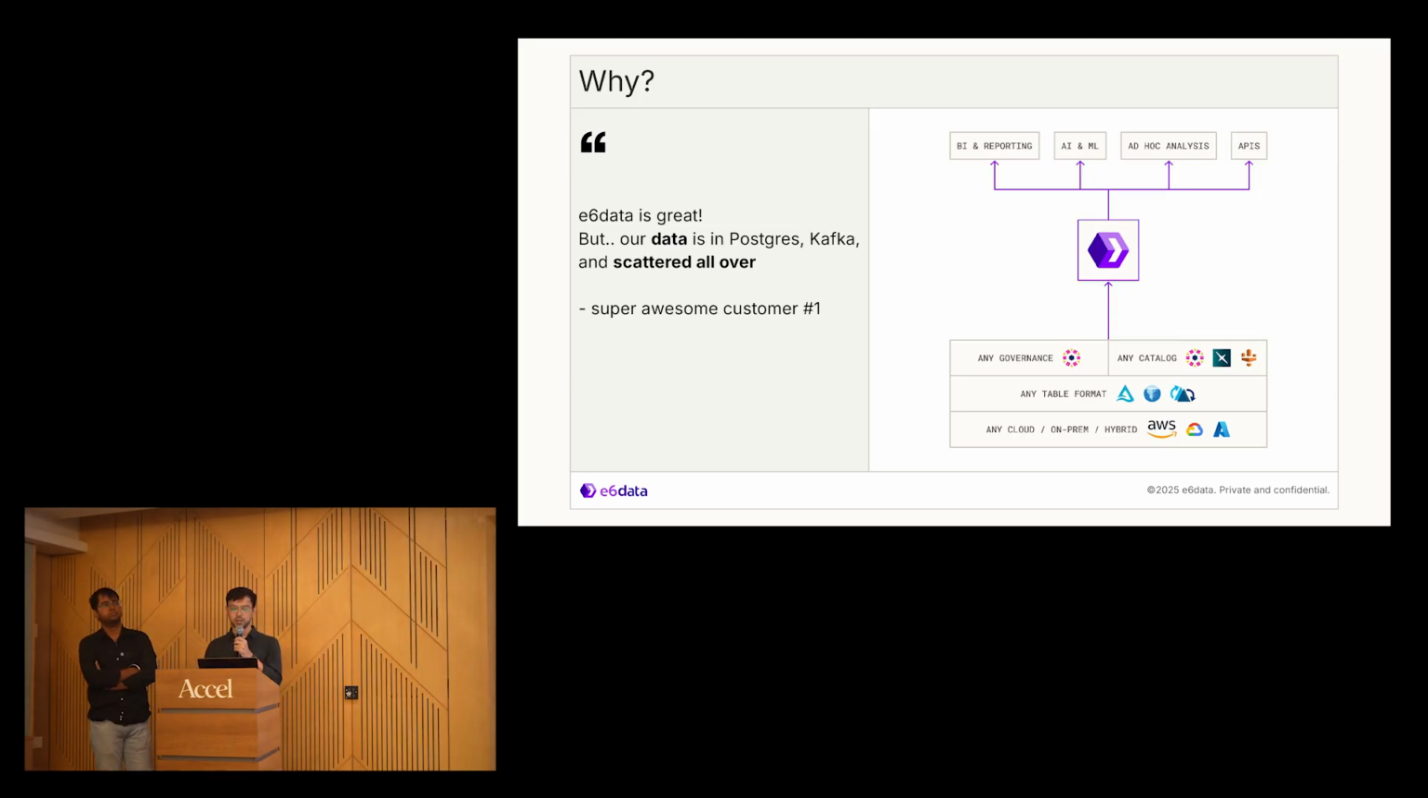As Shubham also said, adoption for Lakehouse is low and Iceberg is relatively a new player. So for instance, one of the customers who wanted to use E6 Data had their data scattered all over. So we realized that the missing piece we need to solve for is this bottom layer. We need to help people move to the Lakehouse in a way that is easy and intuitive for them.